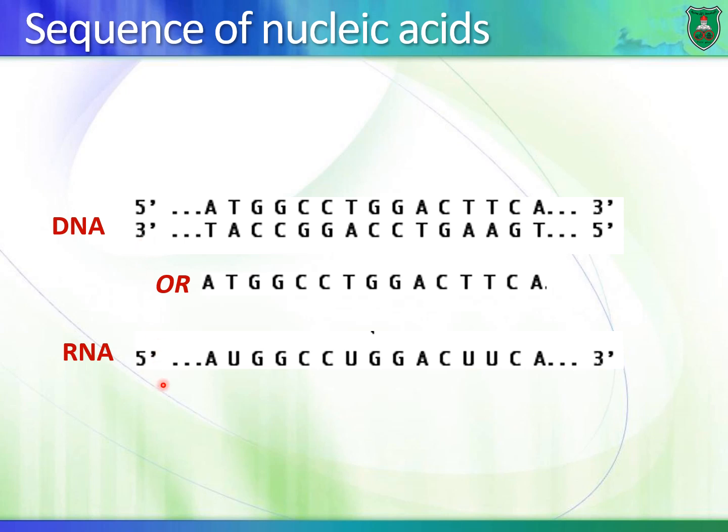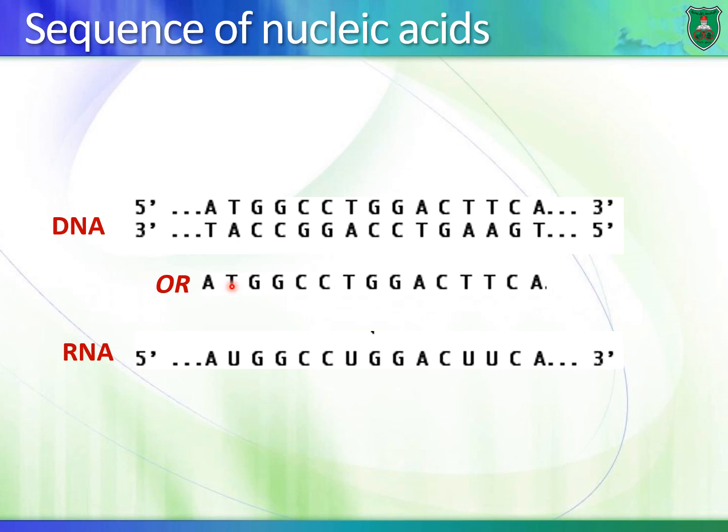Now, this is the sequence of RNA. It's A, U, G, G, C, C, U. So I know you're starting at the 5' end. Now notice something. With RNA, you have U. You don't have a T. In DNA, it's a T, not a U.